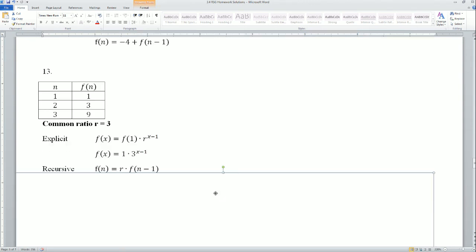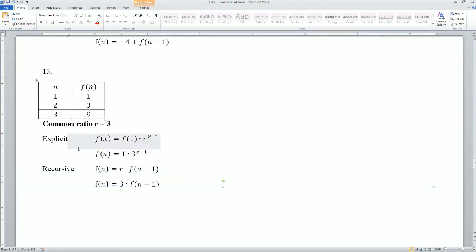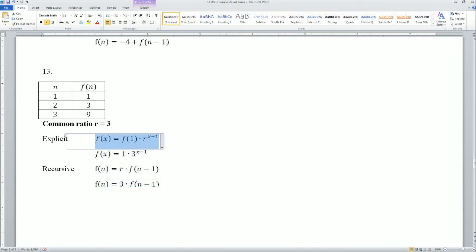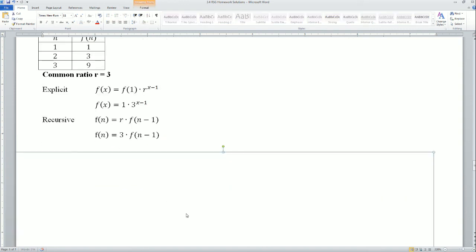13, common ratio is 3. 1 times 3, then times 3 again is 9. Here I'm using the first term because I have the 1 here, so it is f of 1 times r to the power of x minus 1. This is the first term equation for the exponential. Okay, here's the recursive.